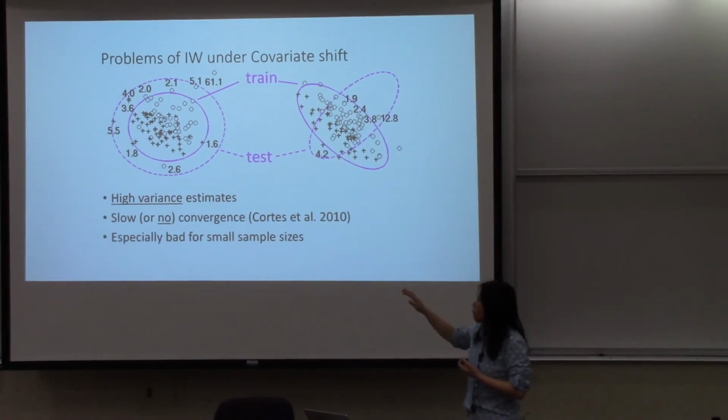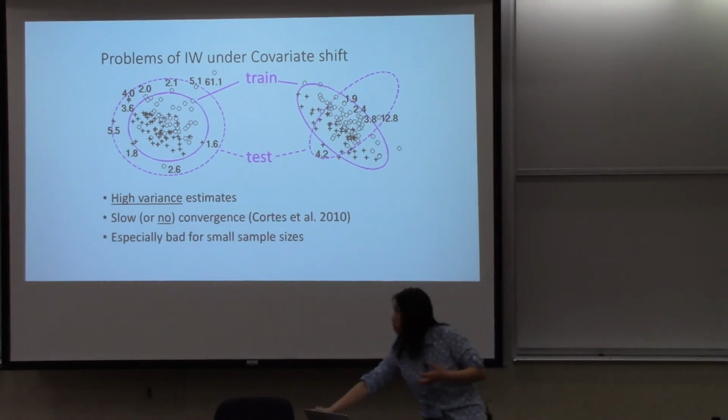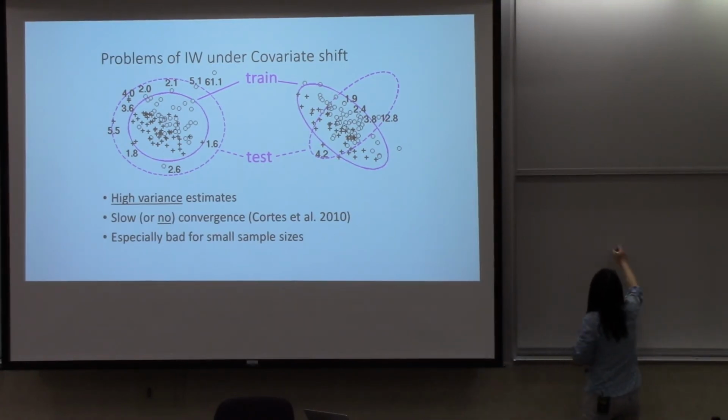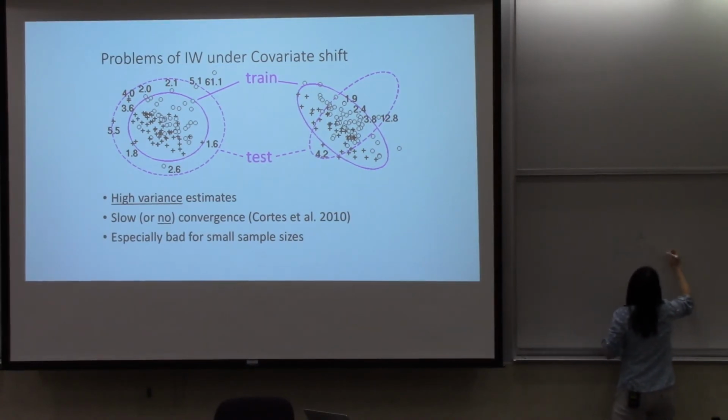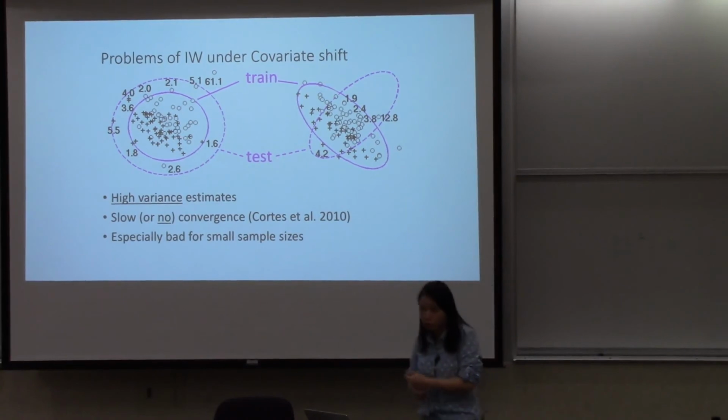And also, in theory, people have proved that for importance weighting to get very good guarantees, you need the second moment of these weights, P target X over P source X, to be bounded by some value. You can imagine this requirement is very difficult to meet in reality.